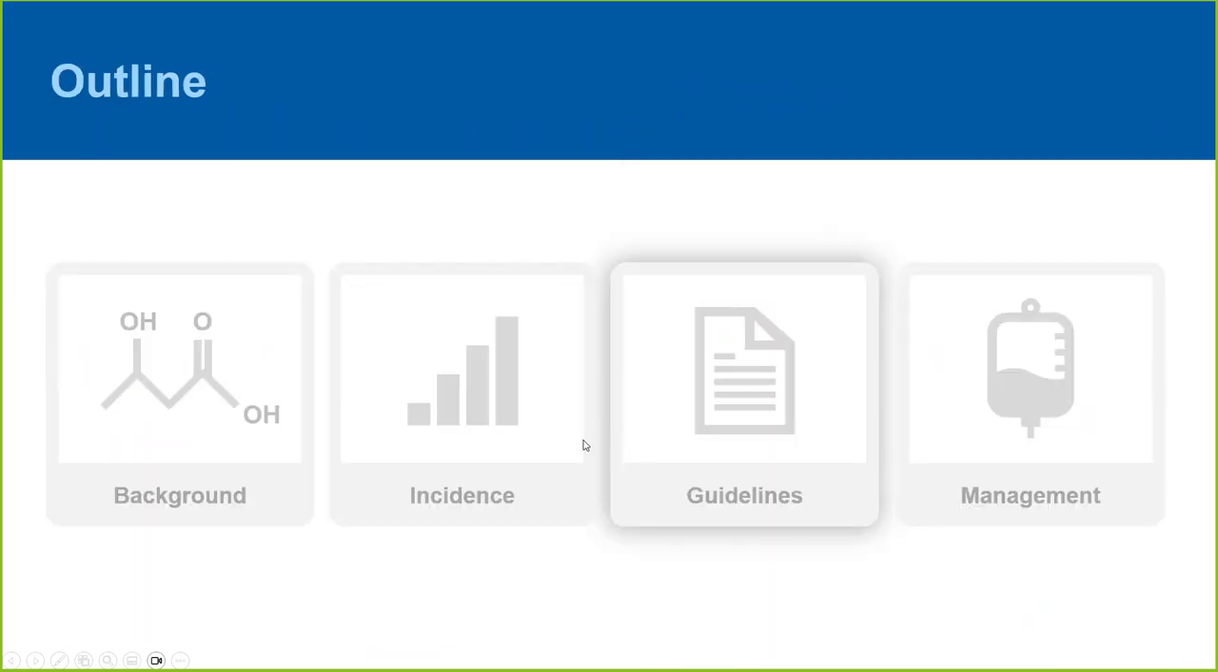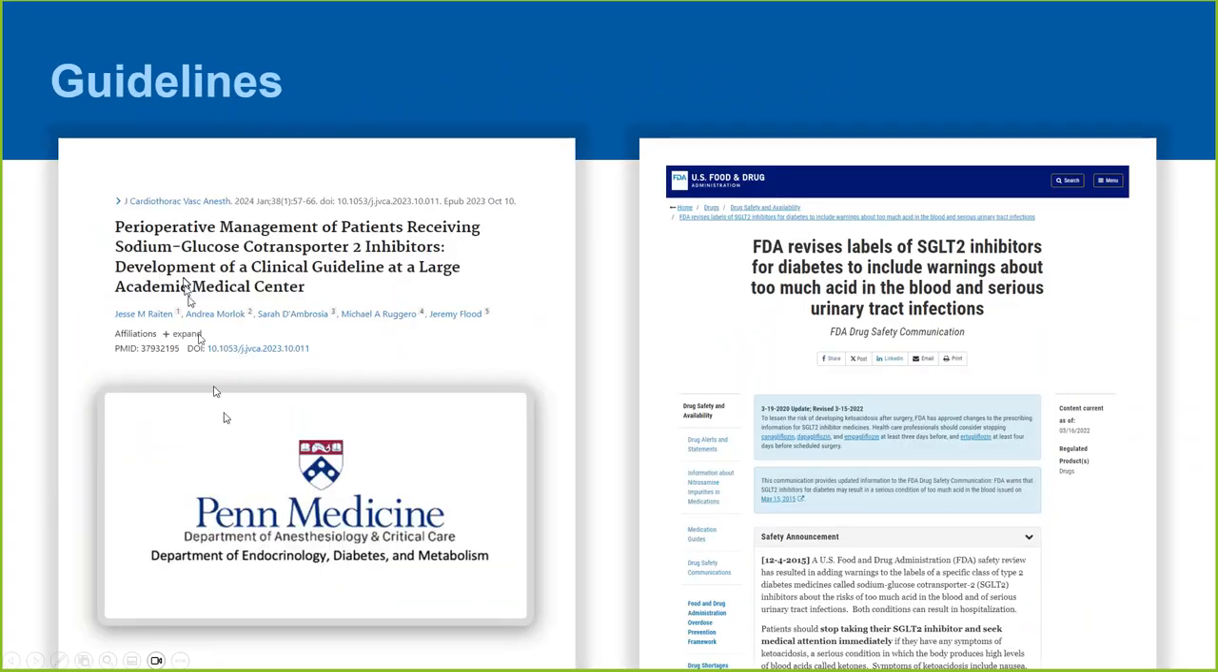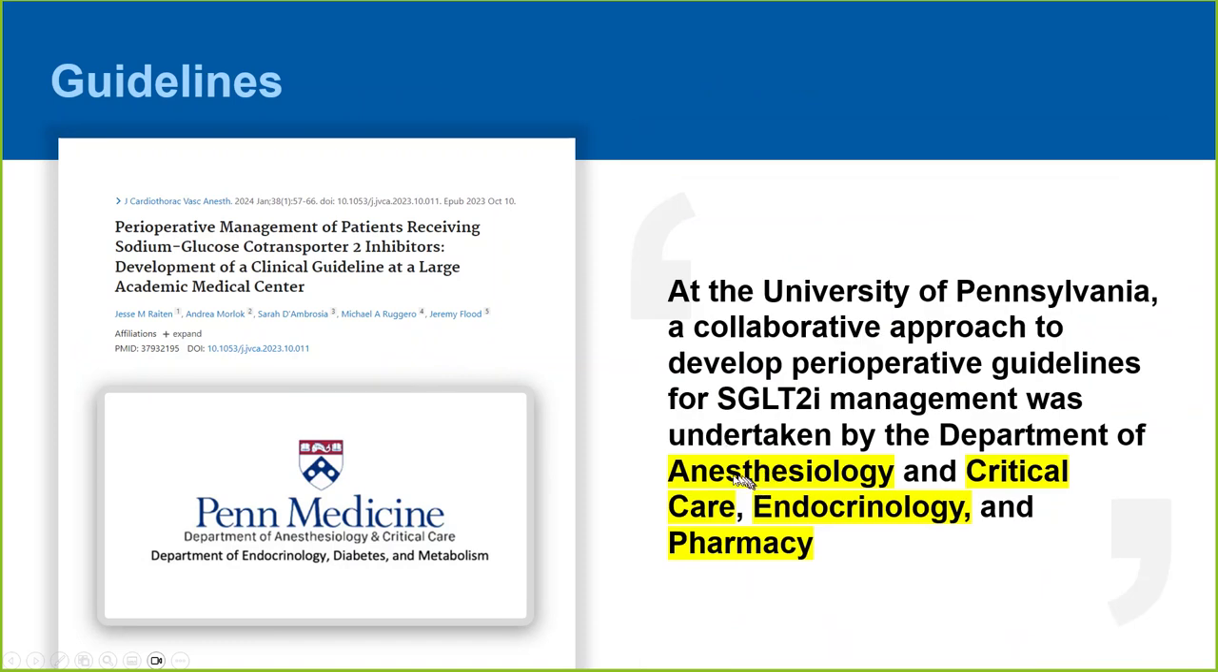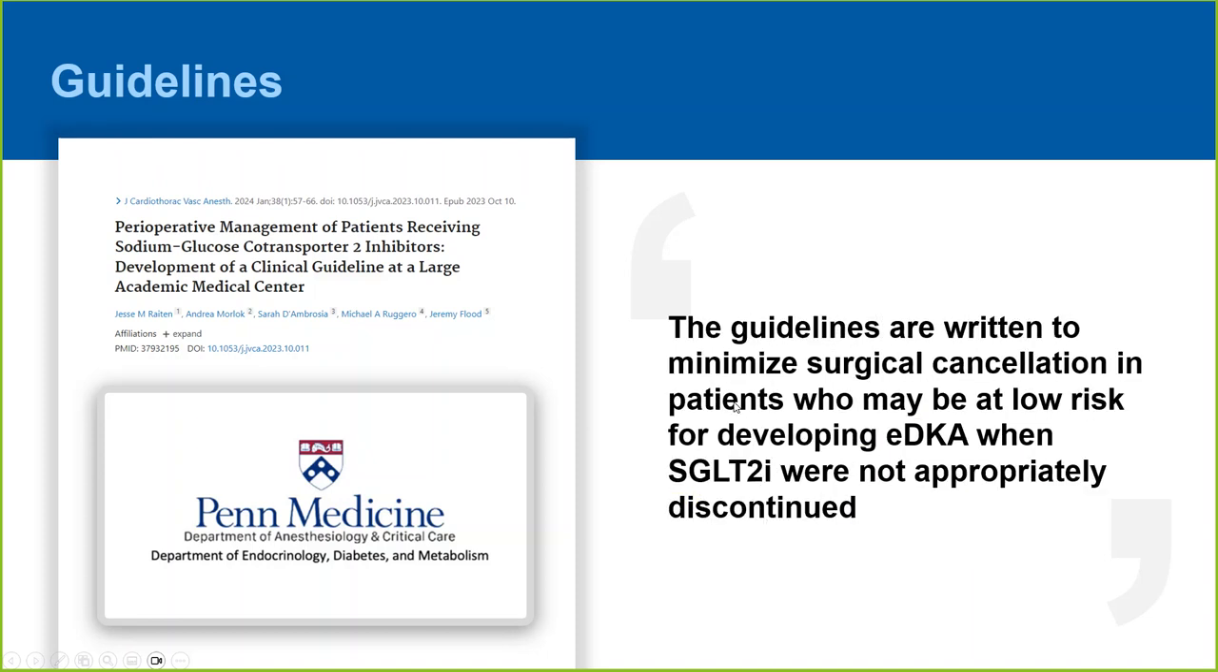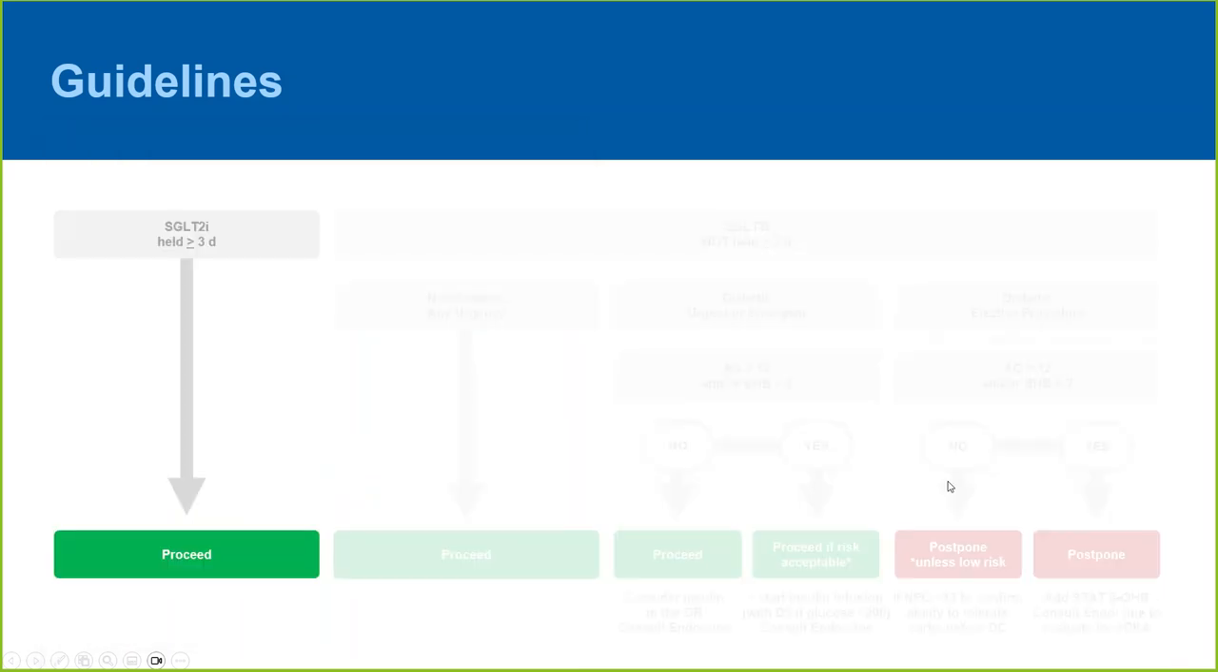Finally, I figure we'll move on to the paper that I sent out, which is this paper from UPenn, Perioperative Management of Patients Receiving SGLT2 Inhibitors, Development of a Clinical Guideline. And what they did is they teamed up with their anesthesia, critical care, endocrinology, and pharmacy departments. And they tried to make a guideline with the goal of minimizing surgical cancellation in patients who might be at low risk for developing euglycemic DKA when the SGLT2 inhibitors were not appropriately discontinued.